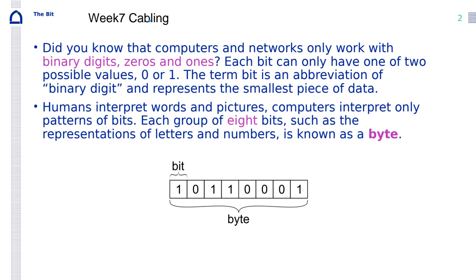Now, as we know, computers and networks only understand or work with binary digits. And binary is only 0 or 1. This is binary. Each bit can only have one of two possible values, either 0 or 1. Bit is an abbreviation of binary digit. A byte is equal to 8 bits. So here we have a byte.